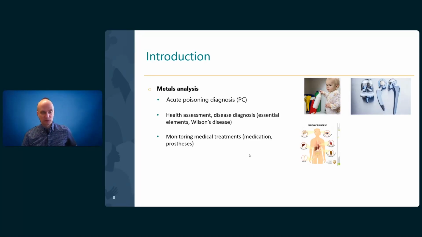Physicians also request metal analysis for medical treatments. So in the case when they need to monitor patients, either for medication, we know lithium is one of those elements, but also gold and others. But some metals are, for example, related to prosthesis usage. So especially specialists might request analysis for cobalt, chromium, titanium, vanadium, and so on. So all these elements related to prosthesis might be requested by the physicians.